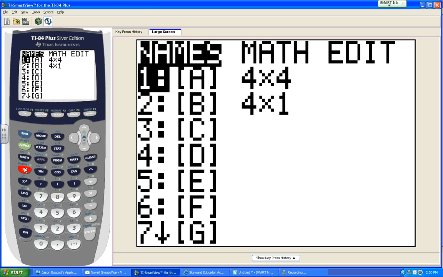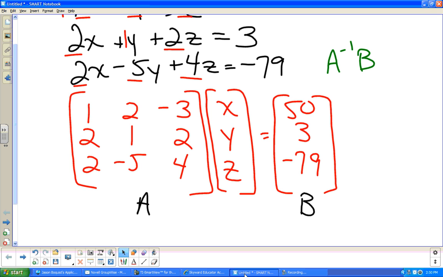Okay? So we know our matrix A now is basically this matrix back here, 1, 2, -3, all of that. That's our matrix A. And so that's what we need to enter in matrix A.